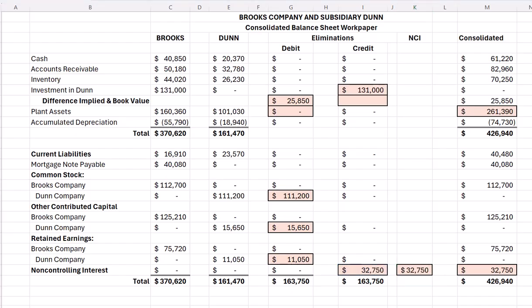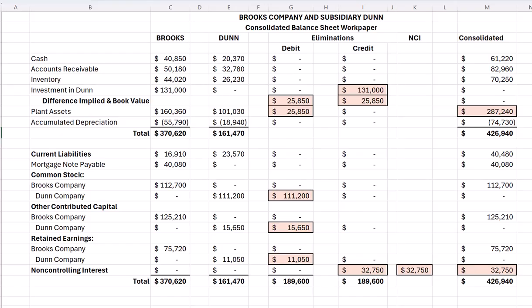The last thing I need to do is allocate the fair value adjustment. And this is going to reflect the fair value increase in Dunn's plant assets that was identified during the acquisition by simply adjusting the book value of the assets to the fair value as part of this consolidation. I'm going to debit plant assets for the 25,850, and I'm going to credit that difference between implied and book.